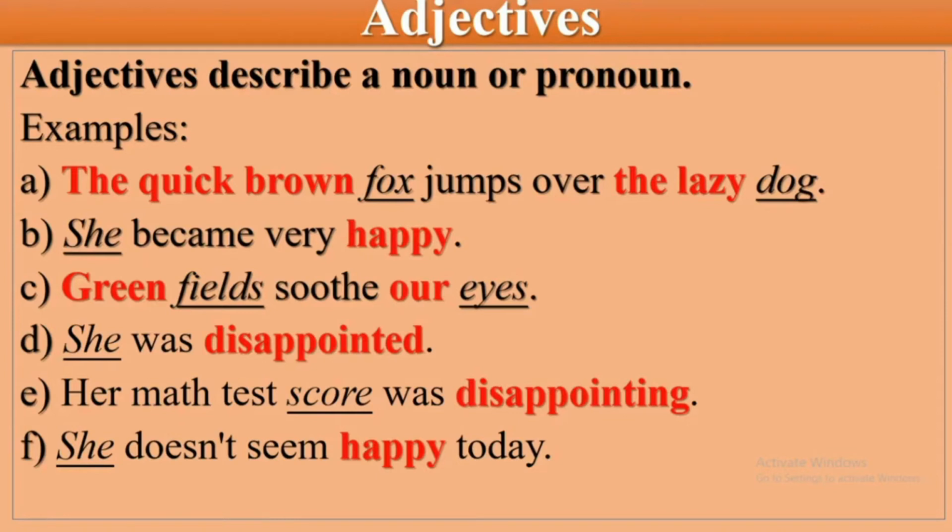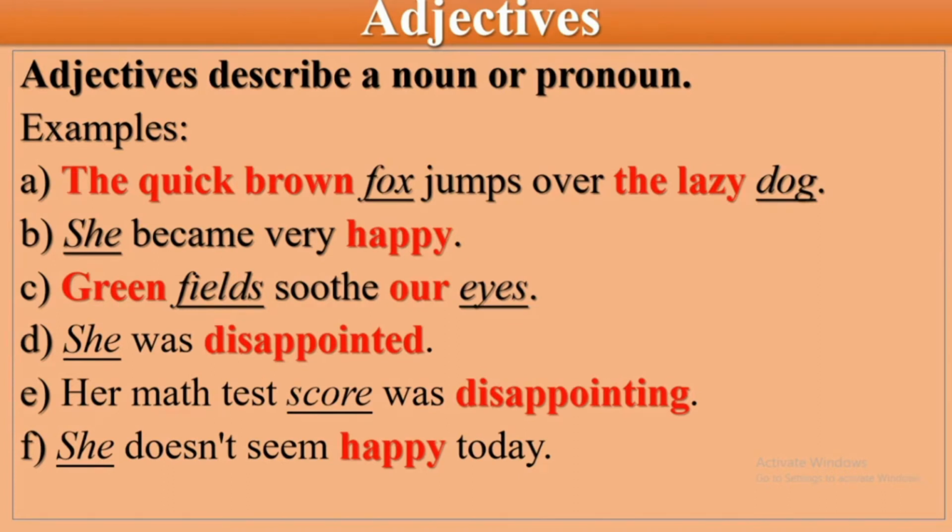The quick brown fox. These three words at the same time have described the noun fox. And again, the lazy dog. So how is the dog? The dog is lazy. In this sentence, the words the lazy have described the dog. So these are adjectives.